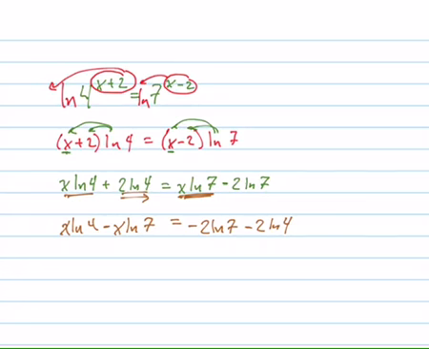Okay? And now I want to factor out an x. Factoring out an x will give me x times ln of 4 minus ln of 7 equals.